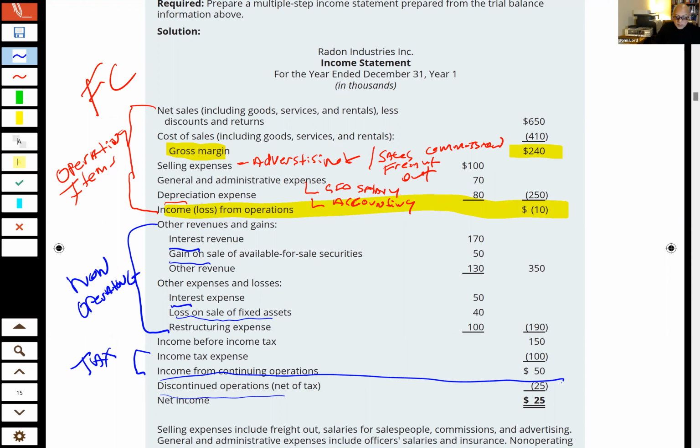If they do have discontinued operations, which we'll get to here in a second for module 5, then you would have to call out your discontinued operations separately, and we'll get into that and how that works here in a little while.